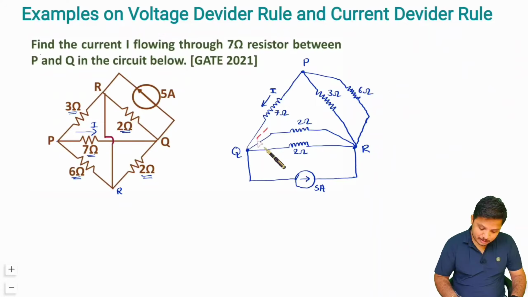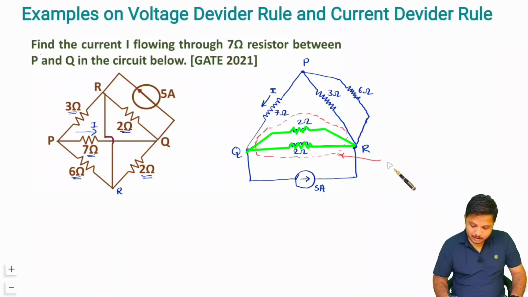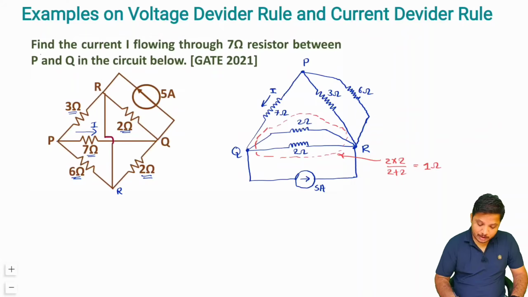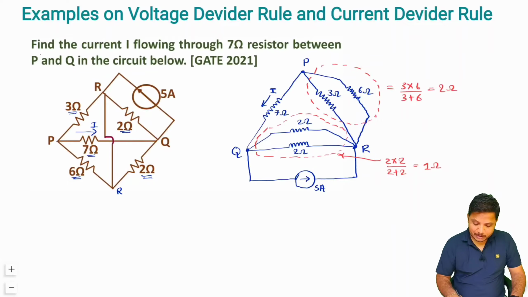You see these two resistors are in parallel. For these two resistors, the equivalent resistance is 2 into 2 divided by 2 plus 2. So 4 by 4 means 1 ohm. And for these two parallel resistors, the equivalent resistance of 3 parallel 6 is 3 into 6 divided by 3 plus 6. So 18 by 9 means 2 ohm. Now I'll reconnect this circuit by replacing this as 1 ohm and this as 2 ohm.